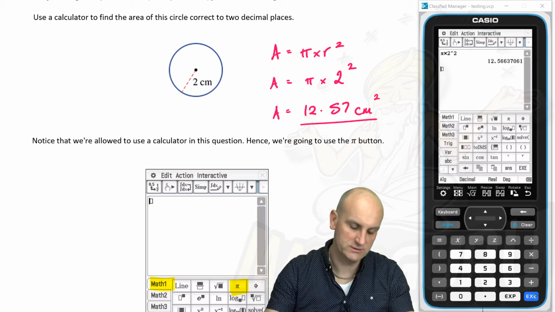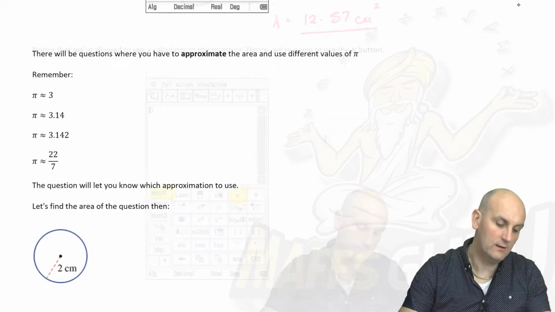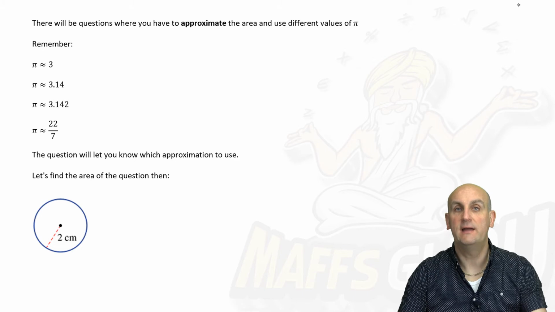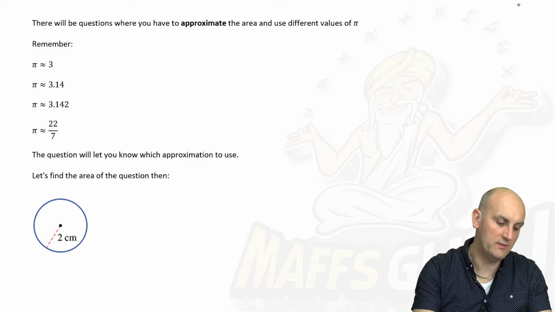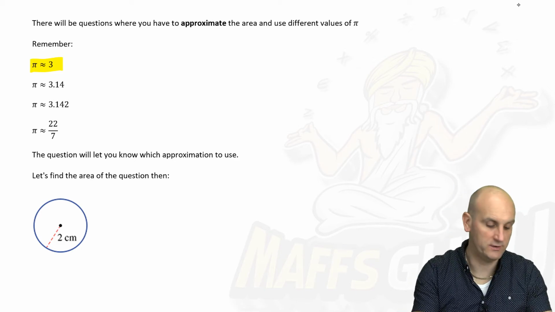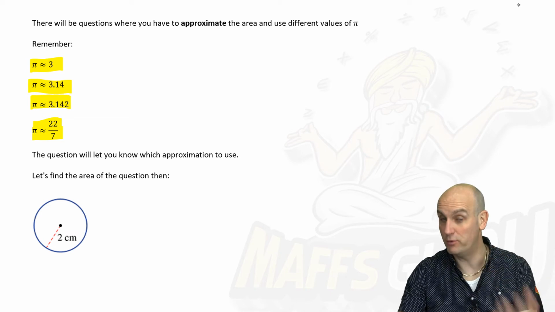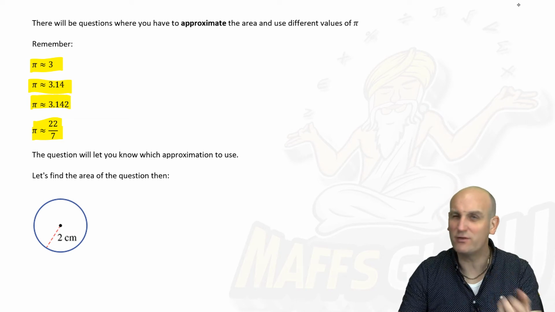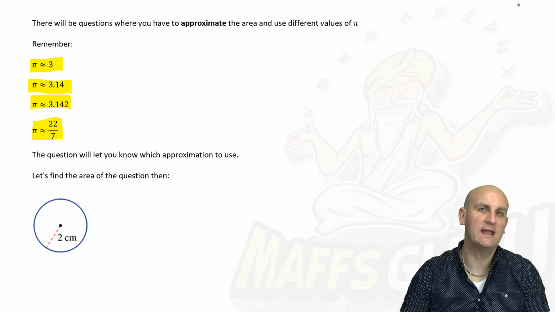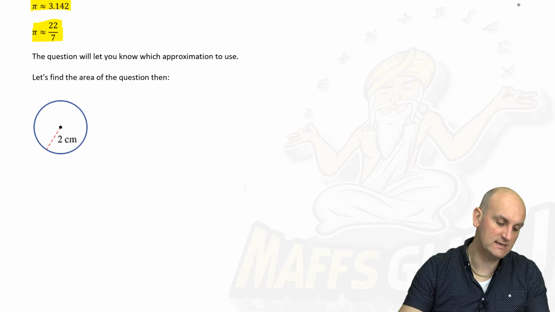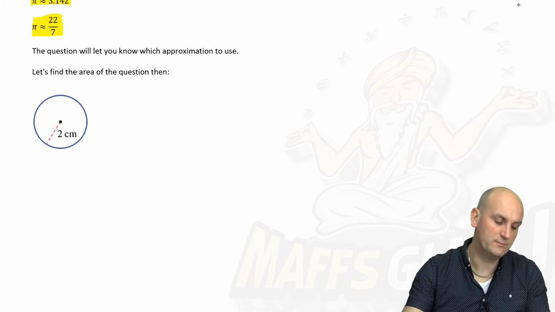Really, really important. Okay. Now there will be questions, as I say here, where you have to approximate the area. And again, building on my last video, if you remember, pi could be approximately 3, pi could be approximately 3.14 or 3.142, or 22 over 7. Now these aren't exact values of pi, they are approximations, and we tend to throw those in to more test your working out than your ability to find the area. Seems a bit unkind, yes? So the question will let you know which approximation to use.